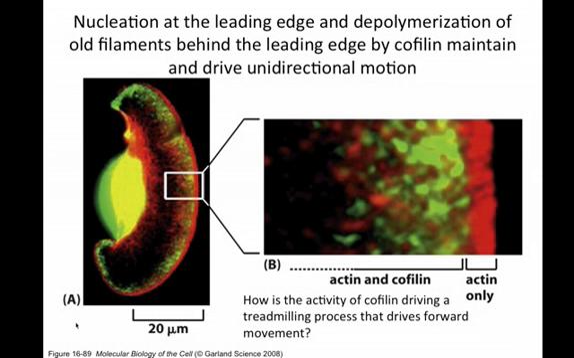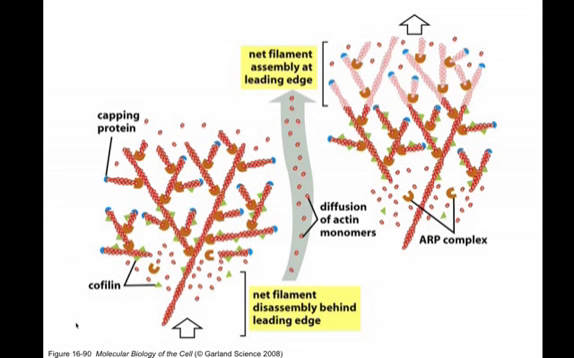How are we feeling about this? Good? Simple? Easy peasy? Okay. So this is what's happening. So you've got your net filament disassembly. This is your cofilin binding here to your older actin, so this would be your leading edge up here, right? Your cofilin binding your older actin, and it's disassembling, and it's available.